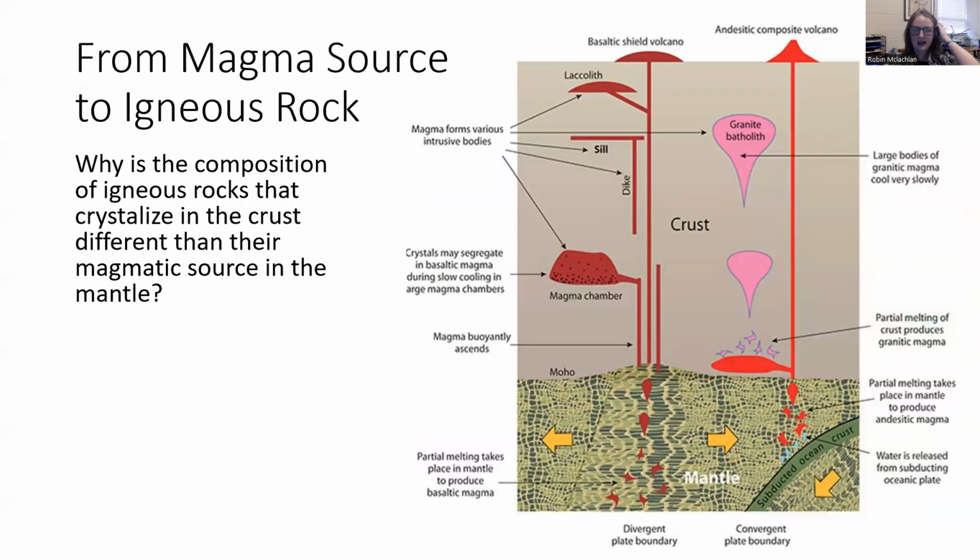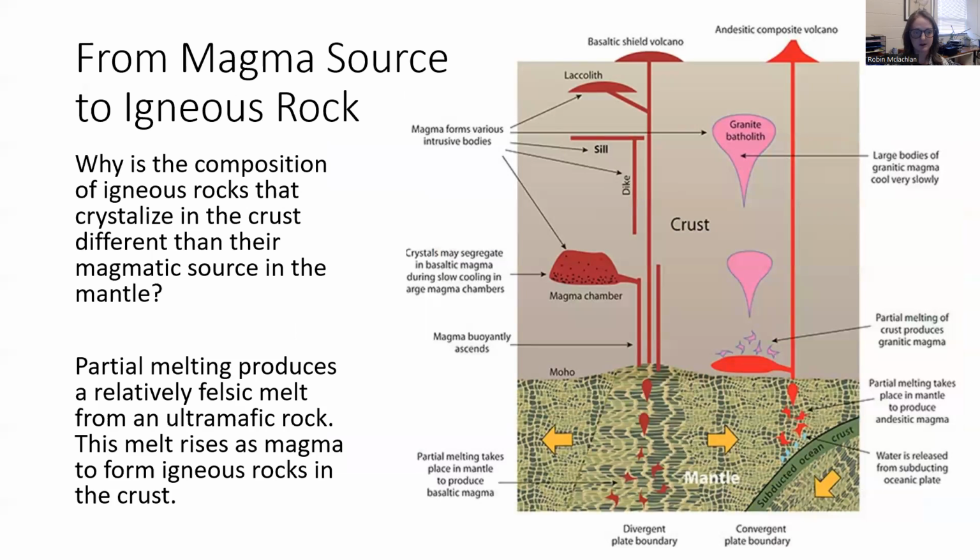Right? So we can now answer that question we had before. Why is the composition of igneous rocks that crystallize in the crust different than their magmatic source and the mantle? Well, it's because of partial melting and fractional crystallization, right? Partial melting produces a relatively felsic melt from an ultramafic rock. That ultramafic rock in the mantle, when it partially melts, produces a felsic magma that will rise through the crust, eventually creating felsic granite.